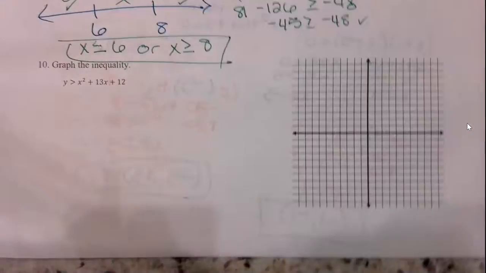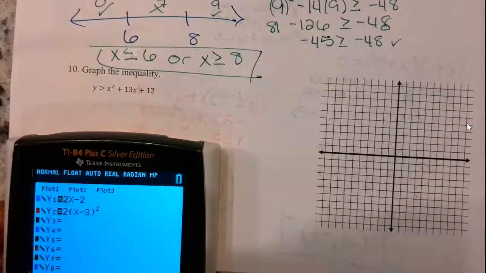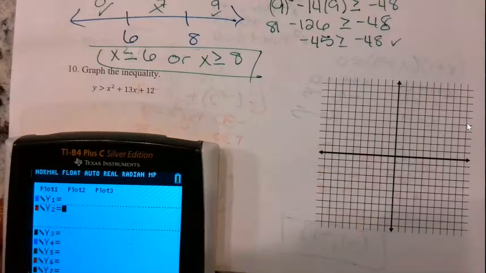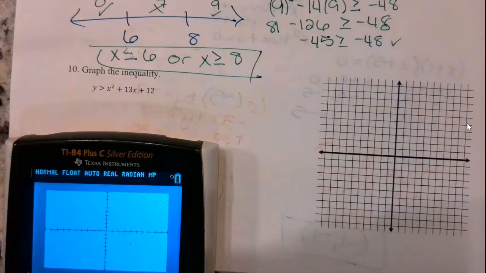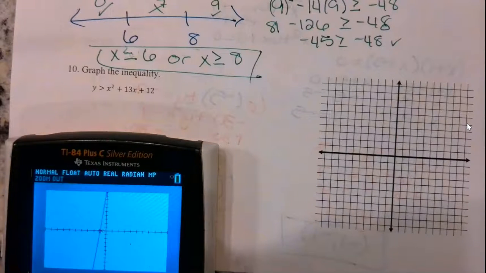Okay. Number 10 wants me to graph the inequality. So what I'm going to do is type just the right side into the calculator. I have x squared plus 13x plus 12. I graph that. I'm going to zoom out a little bit. And it looks like it's probably on the left side based on the way that line's curving, but I just want to double check. It is. So then I'm going to go second table to get my table of values.